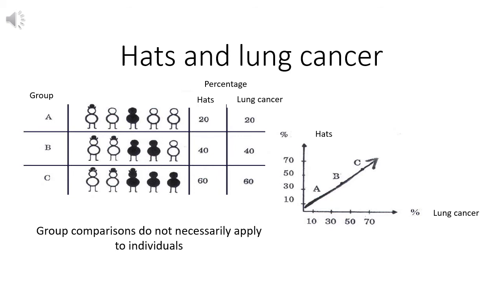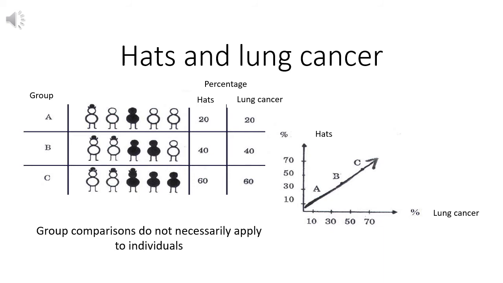Another absurd example of an ecological study is a correlation between wearing hats and having lung cancer. Here we compare three groups, A, B, C. Each group has 5 members. In group A, one person wears a hat and one person has lung cancer. So 20% of the population wear hats and 20% have lung cancer.